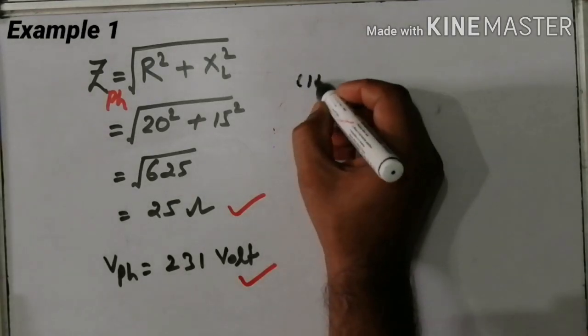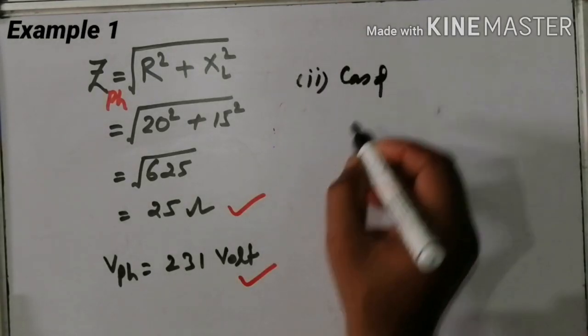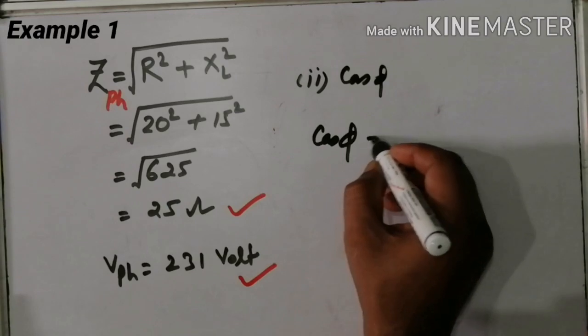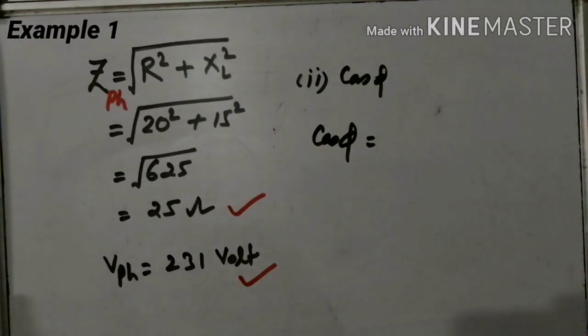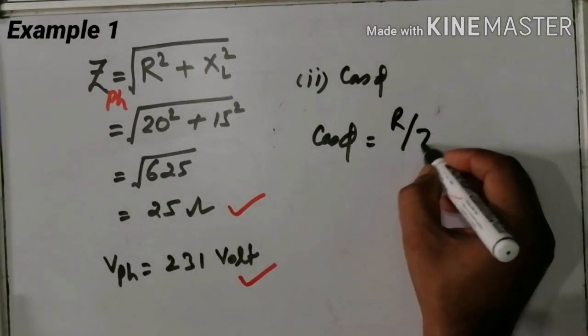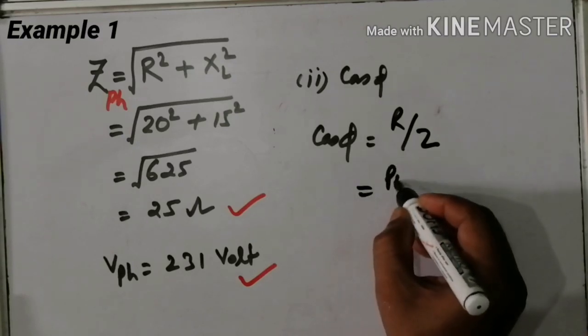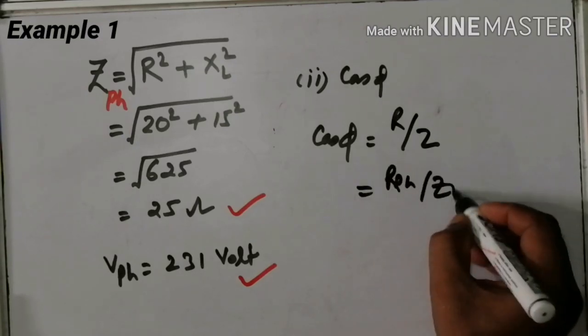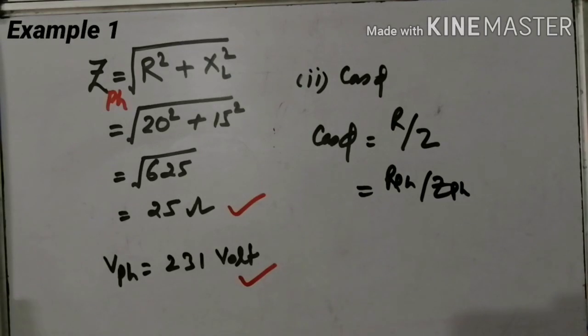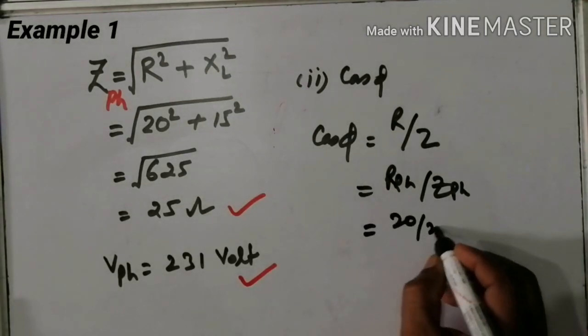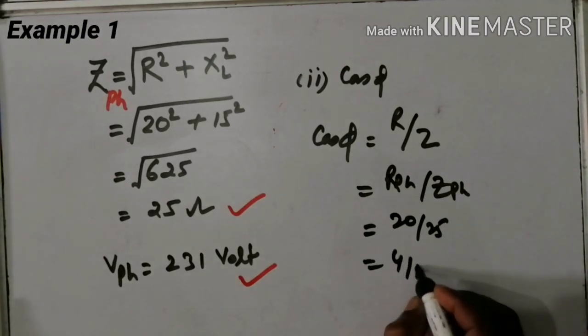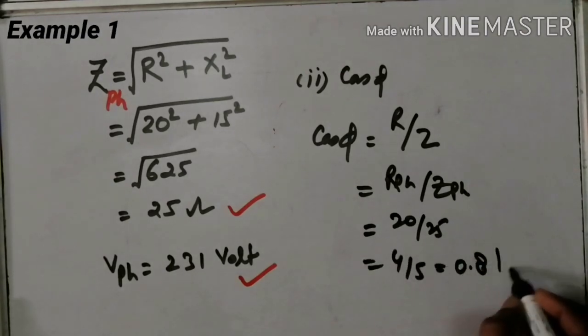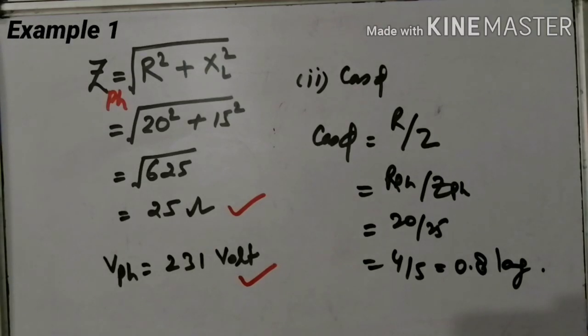Now see the second part. Second part is cos phi, that is power factor. Cos phi is nothing but R divided by Z, that is RPH upon ZPH. Resistance per phase divided by impedance per phase. It is 20 divided by 25, 4 upon 5, it is 0.8 lagging. So the value of the power factor cos phi is 0.8 lagging.